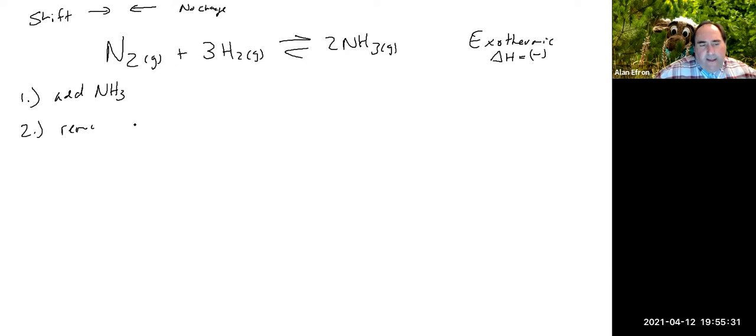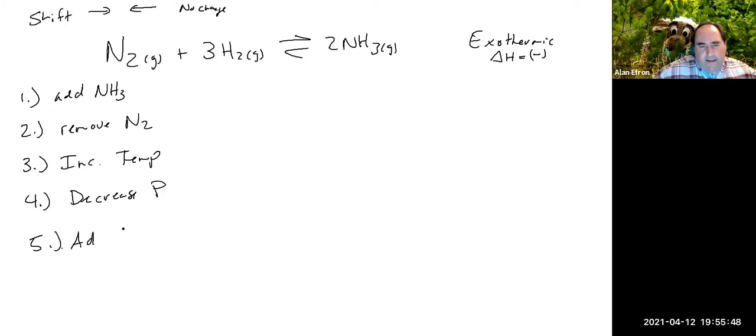Remove N2, increase the temperature, decrease the pressure, add more H2 to it, and add a catalyst. All right, take a minute or so here for each of these. Determine, will it go to the left, will it go to the right, or will there be no change?